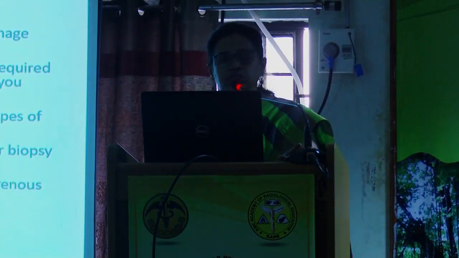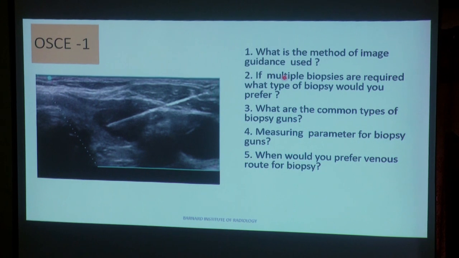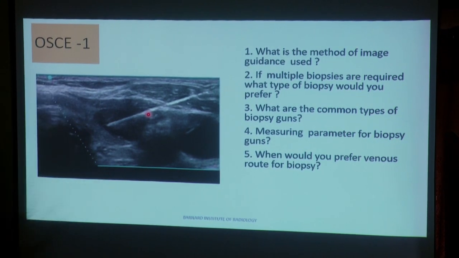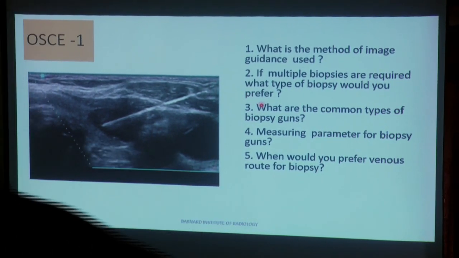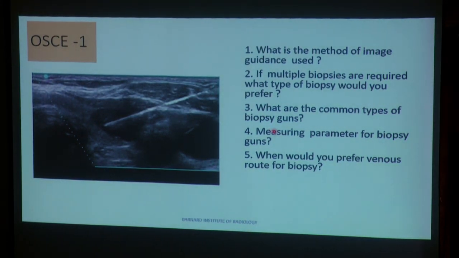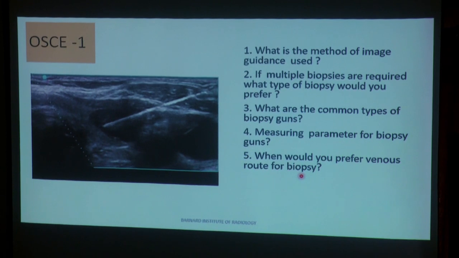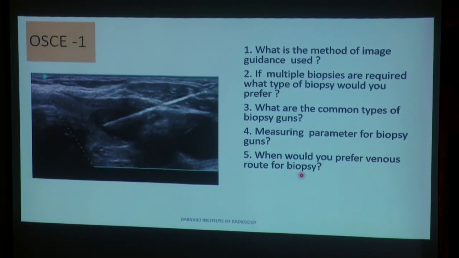So this is an ultrasound image. The common questions will be: what is the method of image guidance used? If multiple biopsies are required, what type of biopsy procedure would you prefer? What are the common types of biopsy guns? And what is the measuring parameter for biopsy guns? How do we measure them? And if you would want to do a venous route for biopsy, in what condition?